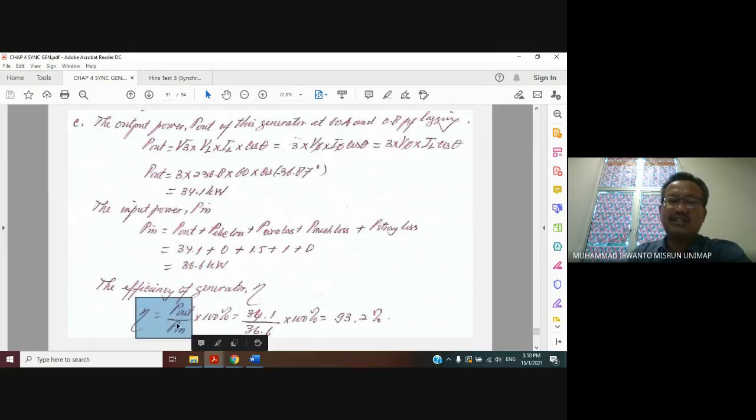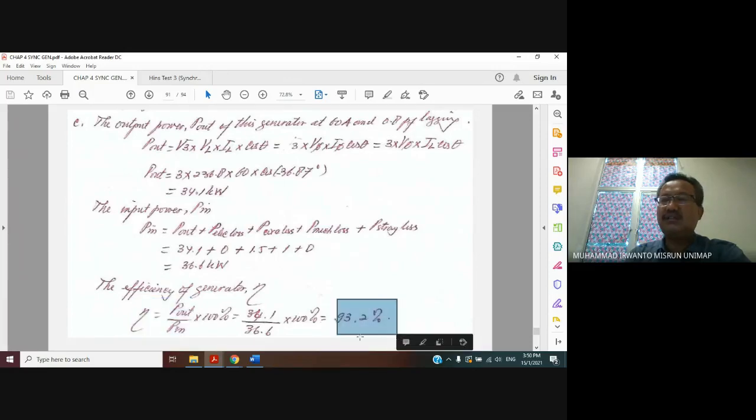Efficiency is equal to output power over input power multiplied by 100%. So 34.1 kilowatt divided by 36.6 kilowatt multiplied by 100%, it is 93.2%. Okay? Can?